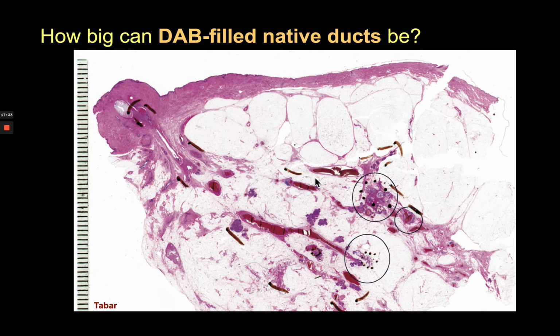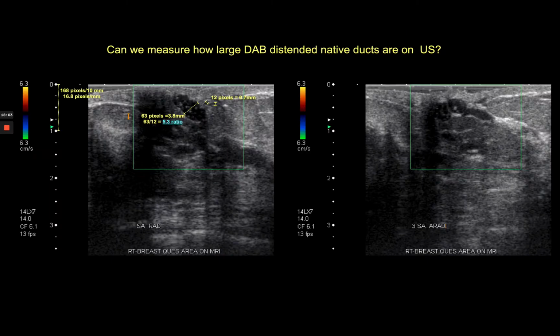How big can DCIS-filled native ducts be? They can be quite large. So when I take this millimeter ruler and paste that over these ducts, we can see that these enlarged native ducts are somewhere in the range of 2 to 3 millimeters. Now, they also have some blood in the lumen that is contributing to the degree of distension, but in general, involved native ducts are going to be somewhat bigger than neoducts.